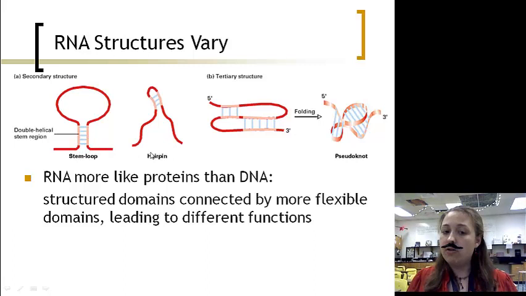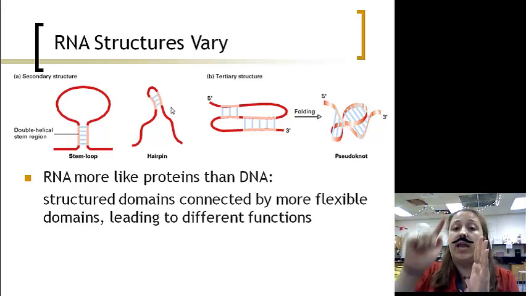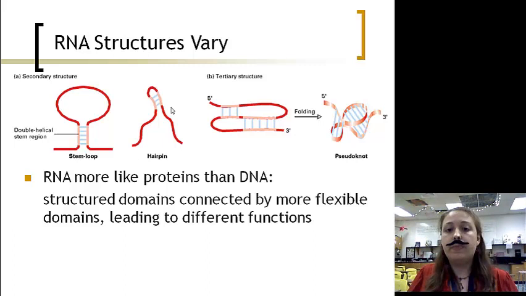A hairpin loop actually looks like a pin that you put in your hair, sort of like a bobby pin. How that is formed is also through complementary bases. These bases here are complementary, therefore they stick together, and it forms a hairpin loop instead of a huge stem loop. The other structures are called tertiary structures. That's where it can fold on top of itself and make a 3D knot, what they call a pseudoknot. So RNA is more like protein. It has structural domains that can connect and are more flexible and can lead to different functions and different shapes.